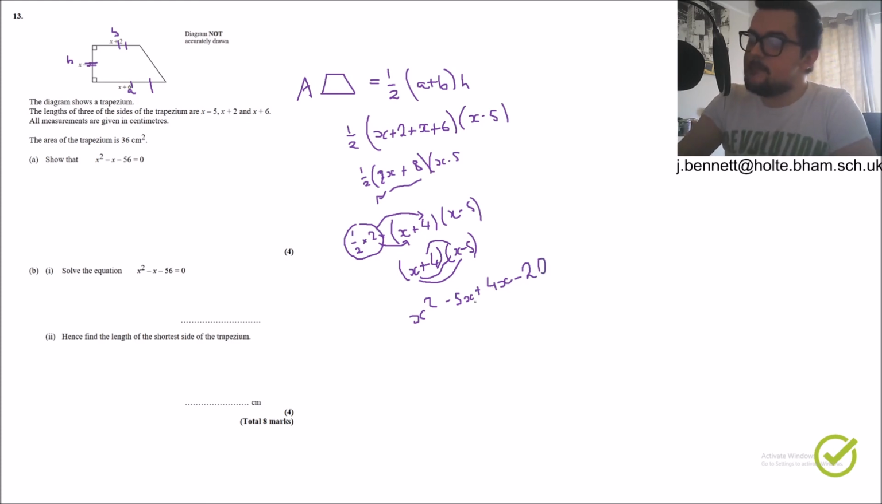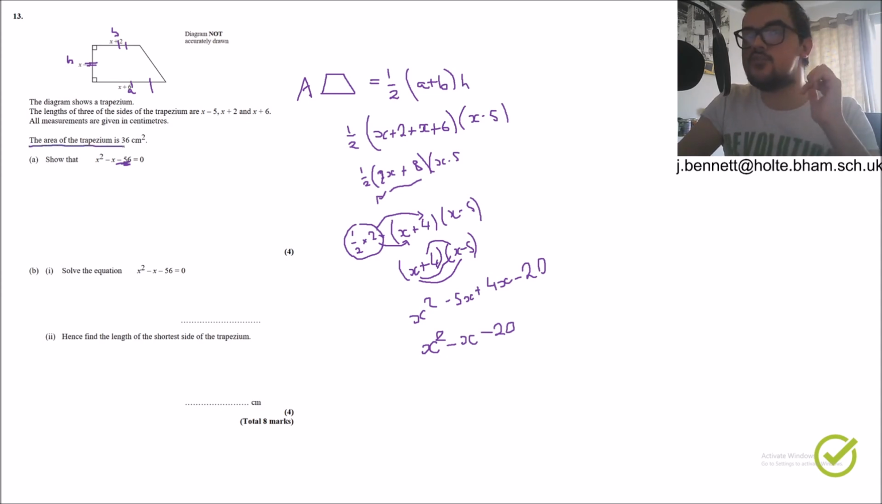So let's tidy this up. Minus 5 plus 4 is minus 1. So you have x squared minus x minus 20. Is this what we're looking for? No, because we're looking for minus 56. But we do have our last line we've not looked at.